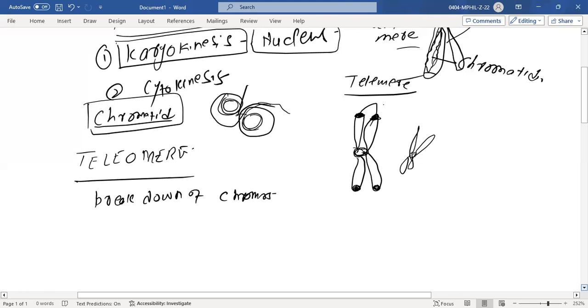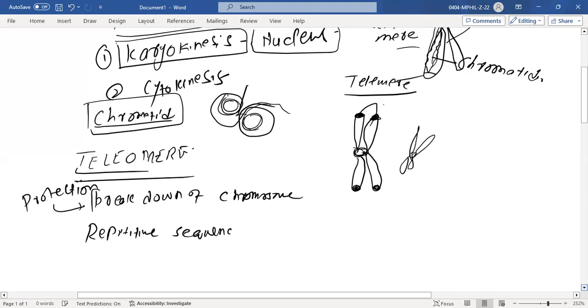How is it protected? It is protected by protection, and this protection is provided by this telomere. And what are these telomeres? These are the repetitive units, the sequence of nucleotides. Are you getting it?